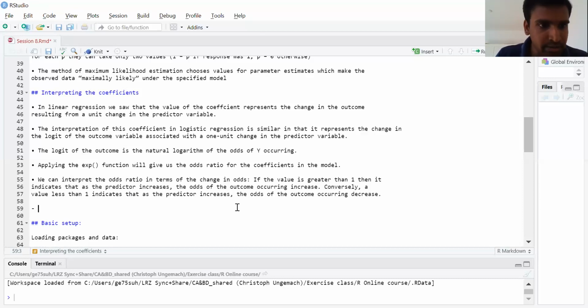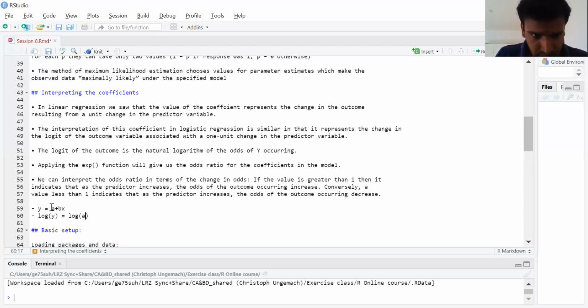So you have a look at the RMD file, line number 59, where I'm typing, which is not available in your system, where I say y is equal to a plus bx. That's the normal linear regression formula. What happens is that now I need to take a log of y, and that's how I can fit this probability values, right? And when you take the log on both sides, what happens is that later on when you're trying to interpret the model, you're supposed to account for this log function as well, which we'll talk about a bit later.